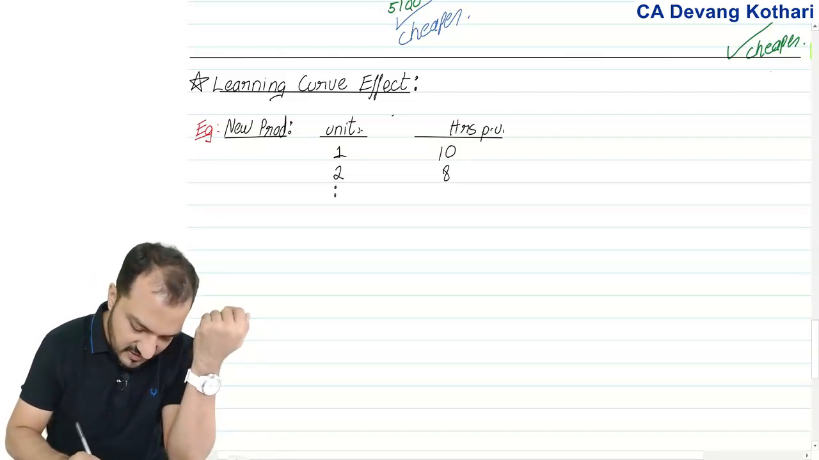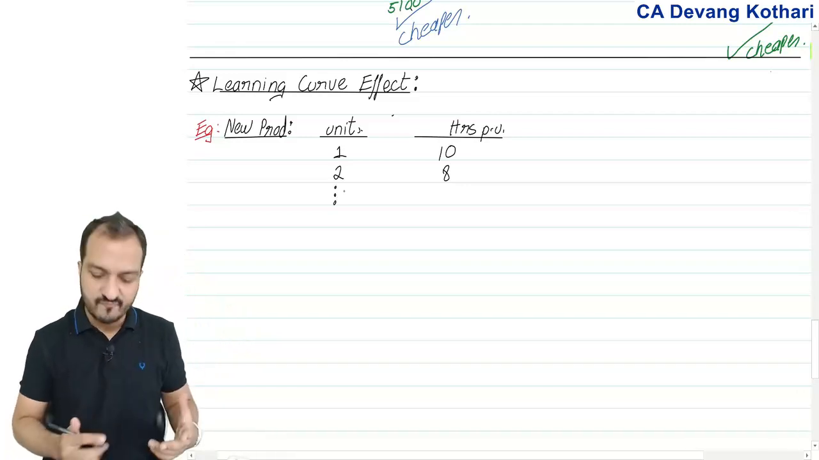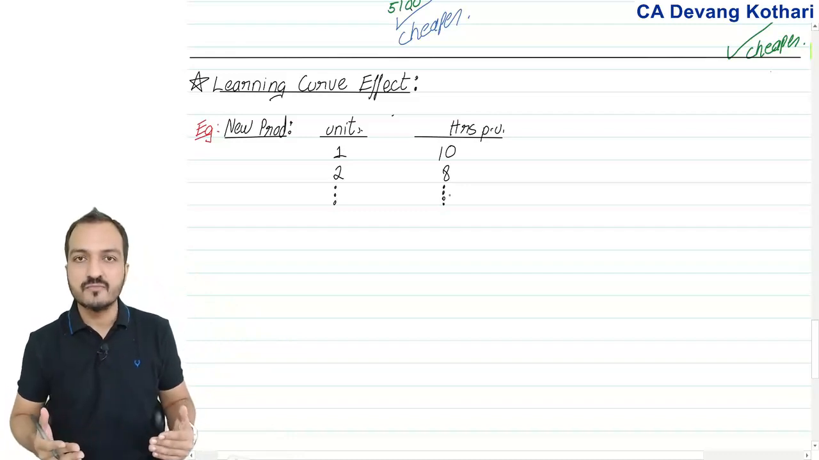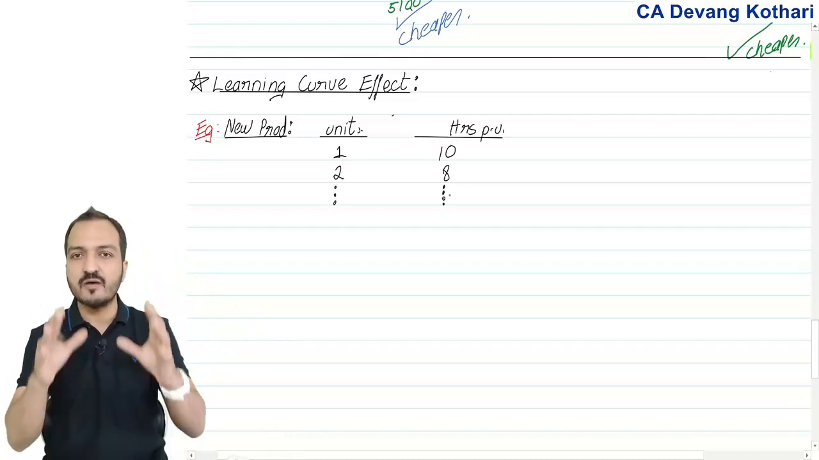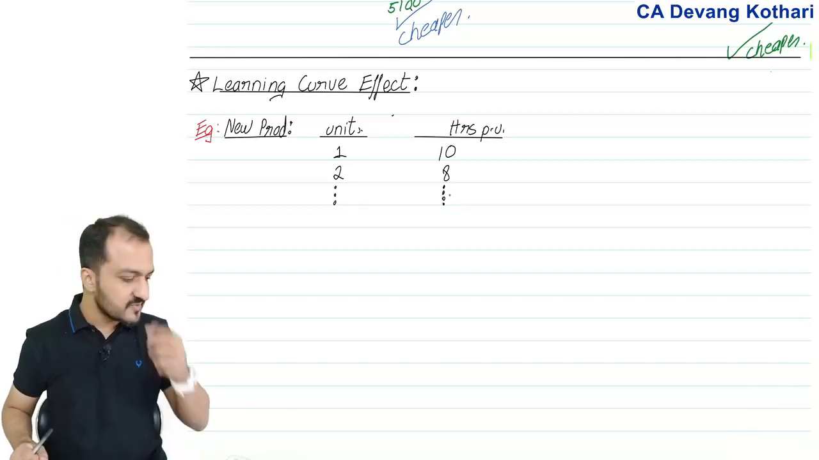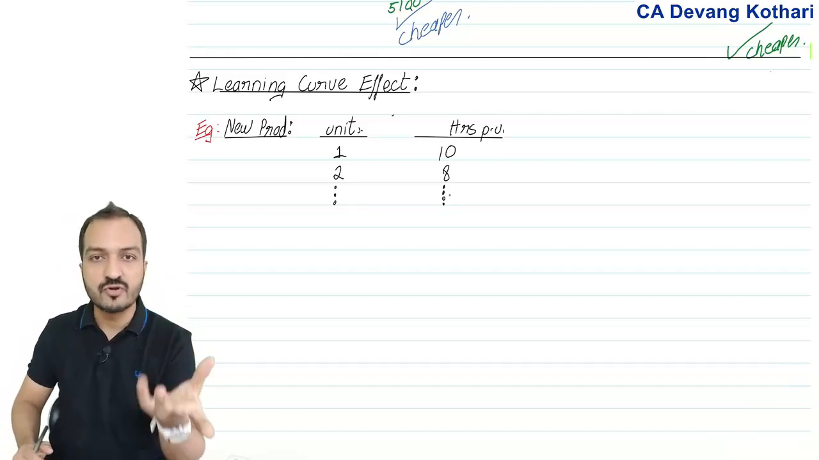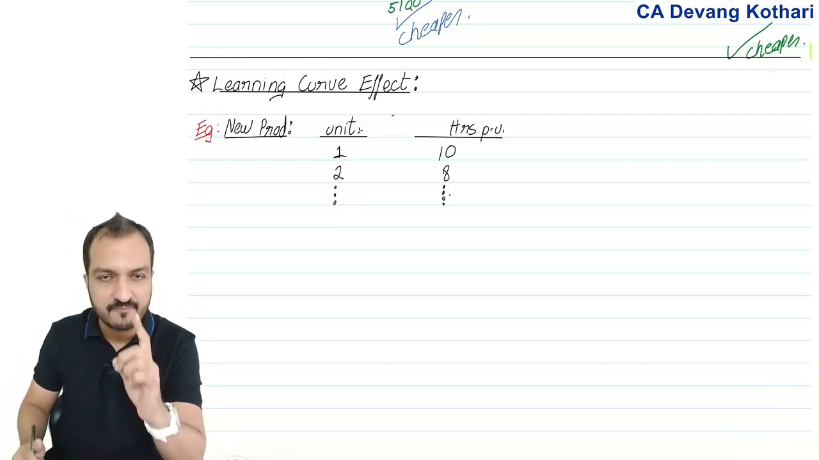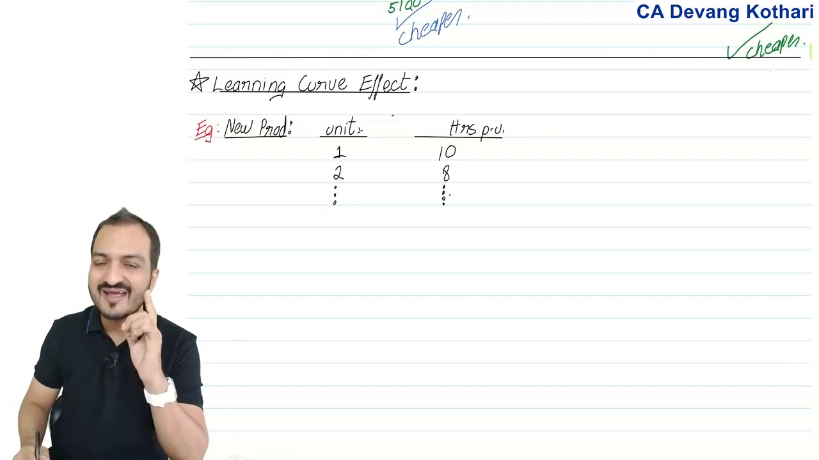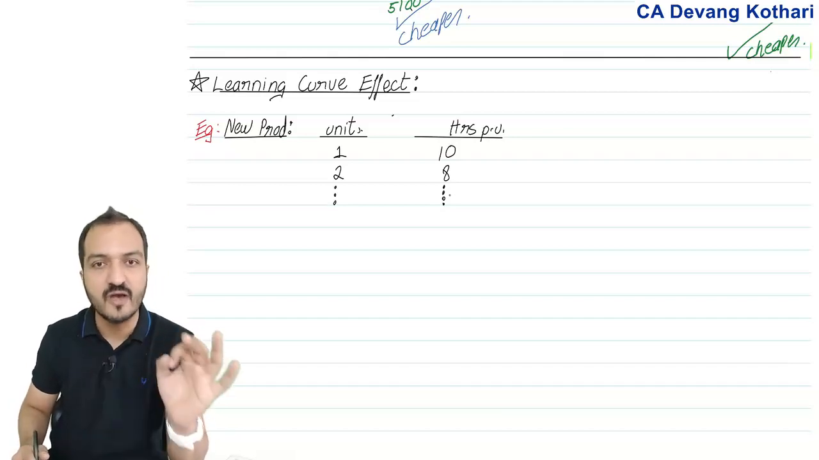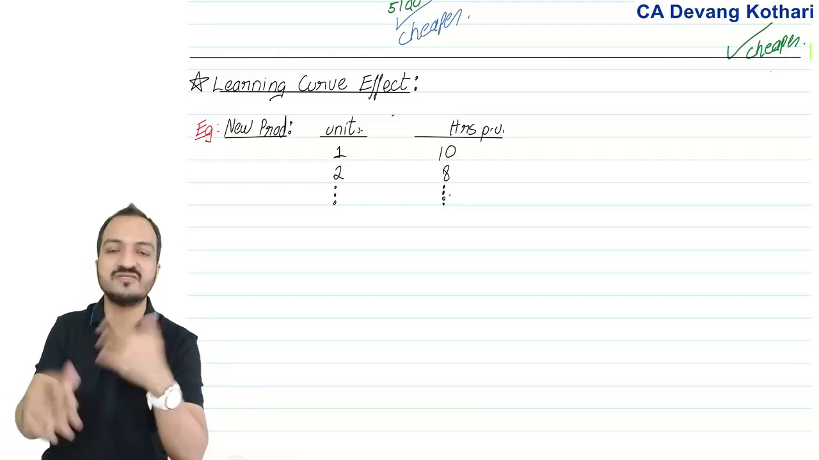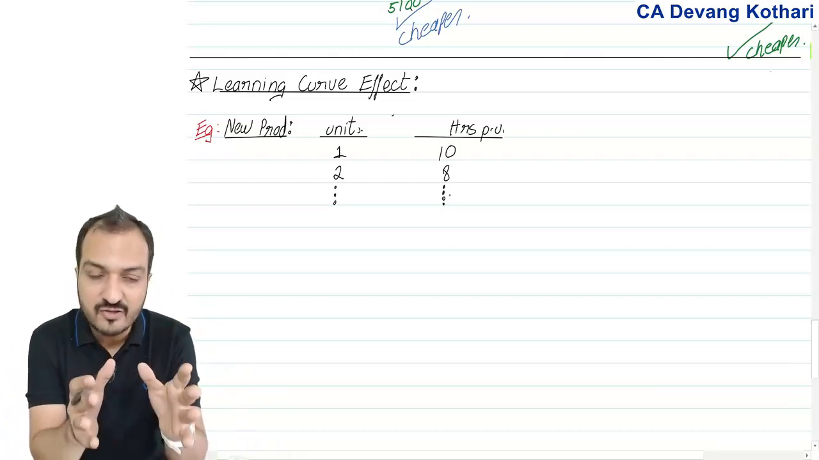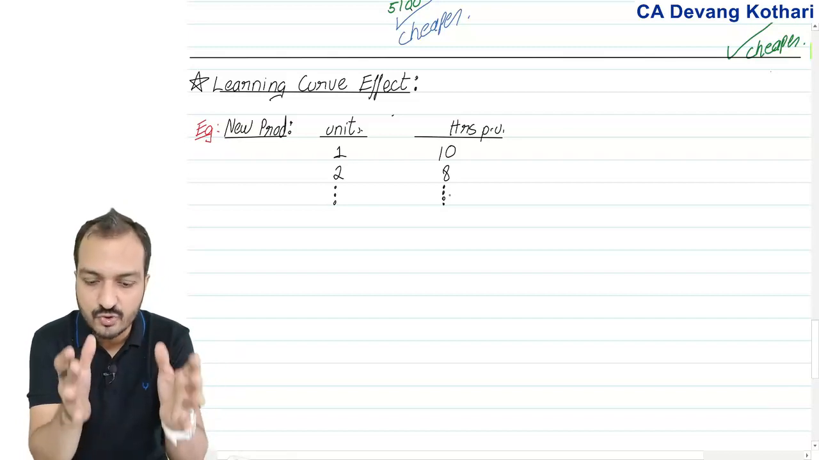Likewise, every time you increase your units of production, the hours per unit keeps on decreasing. This concept is called the concept of learning. It is like when you learn this costing subject for the very first time, it might take you around 130 to 150 hours while watching the classes and doing some self study, right? So class time plus self study time, it might take you approximately 200 hours to learn the full subject.